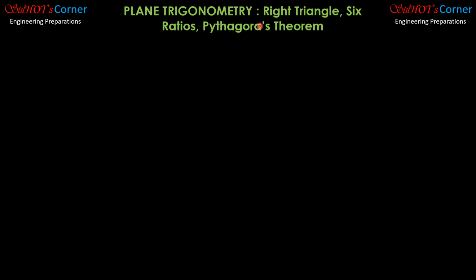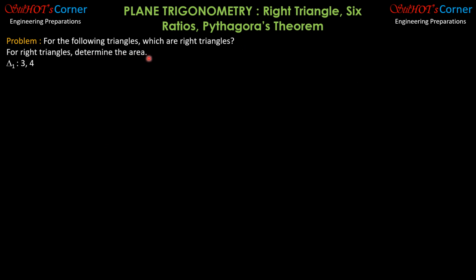Here are more problems and lecture problem videos about right triangles, six ratios, and the application of the Pythagorean theorem. If you want to anticipate the solutions to these problems, you may do so by pausing the video. For the following triangles, determine which are right triangles, and for the right triangles, determine the area.